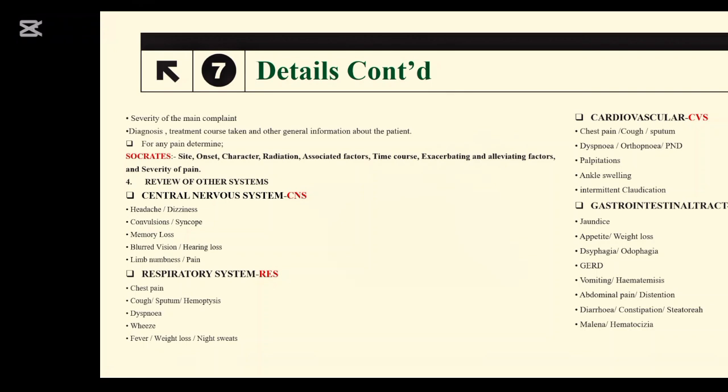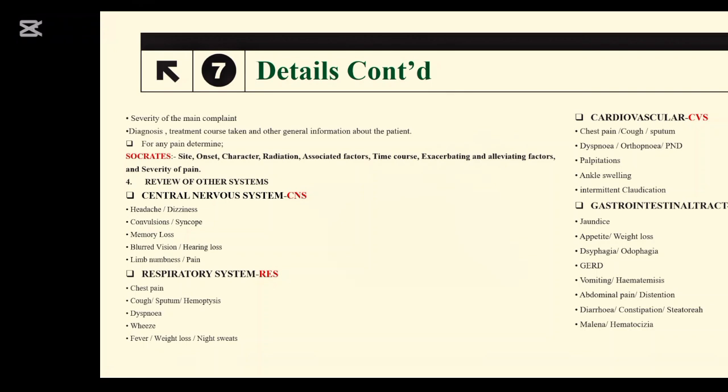So under central nervous system, you've got such kind of symptoms. Remember, I told you the significance of this component is that you want to assess whether the patient has got an association, whether they have got a problem in the other systems. That's why we're doing the review of other systems. And these are some of the things that you can ask about. So headache, convulsions, memory loss, blurred vision, limb numbness.